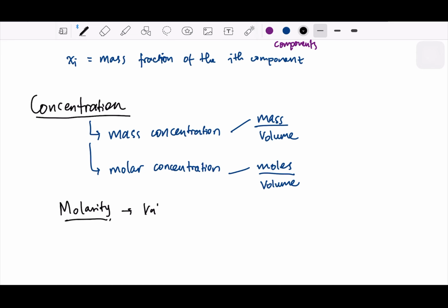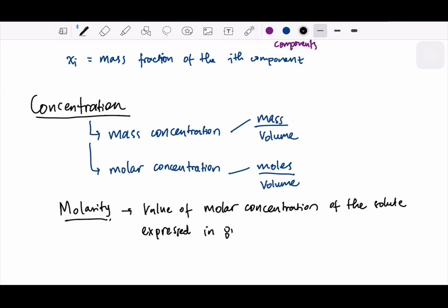This is the value of molar concentration of the solute, expressed in gram moles per liter solution.